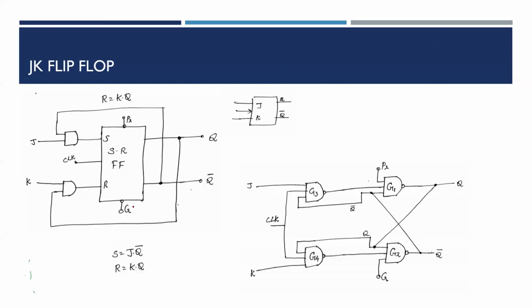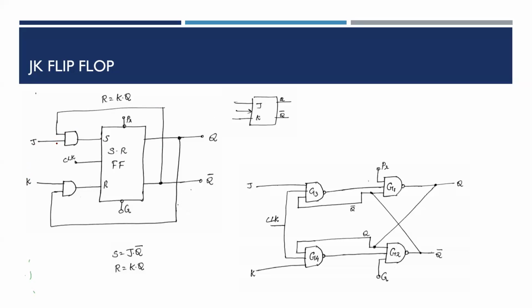The internal diagram of this block is exactly the same as that of an SR flip-flop. And here we have done one modification, which is S is equal to Q bar into J. Here we are having an AND gate. Here also we are having an AND gate. And inputs given to this JK flip-flop are J and K.